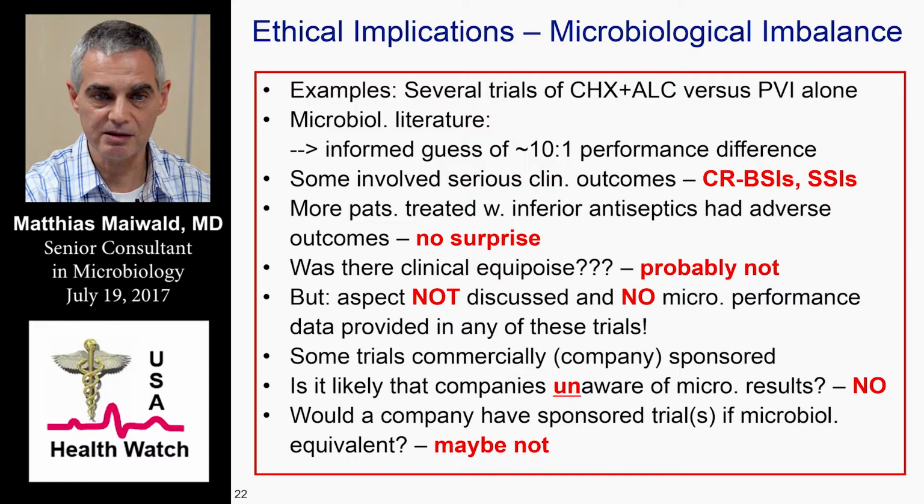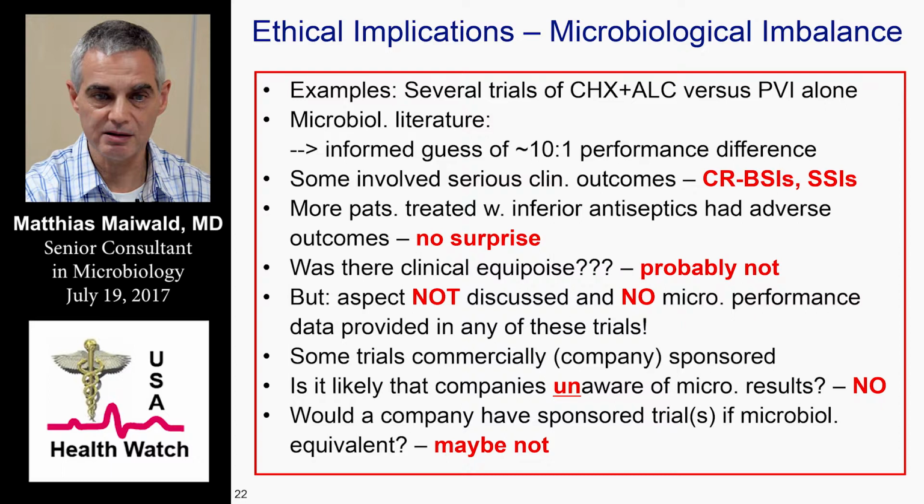So what are the ethical implications in antiseptic research? We have several examples of published trials in the literature of chlorhexidine plus alcohol versus povidone iodine alone. For example, I remember one trial published in the New England Journal of Medicine in 2010 about surgical site antisepsis. And if we look at the published microbiological literature, or if we ask any antiseptic experts, we could have made an informed guess of about a 10-to-1 performance difference in favor of chlorhexidine alcohol, mainly because of the alcohol component on the microbiological basis.